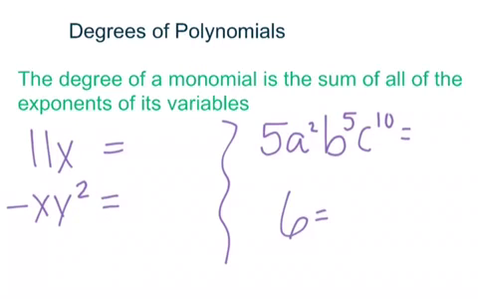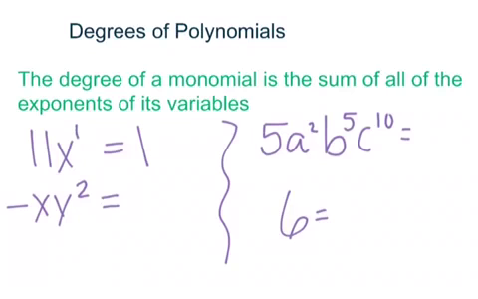Okay, now we're on to the degrees of polynomials, okay? So the degree of a monomial, which is a term in a polynomial, is the sum of all of the exponents of its variables. So if there's no exponent, the degree is 0, okay? Alrighty, so let's do this. Sorry, we have 11x, so there's an implied 1 right here, so that it has a degree of 1.